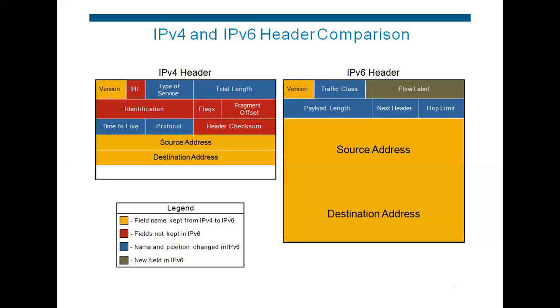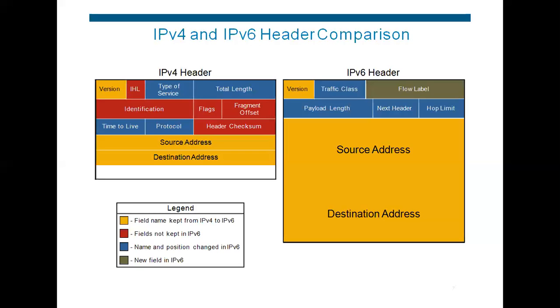In IP version 4, the source IP address is 32-bit long and the destination IP address is 32-bit long. But in IP version 6, it is 128-bit long, and the destination address is also 128-bit long. This is the difference. Otherwise, both these fields are the same, kept in IP version 6.